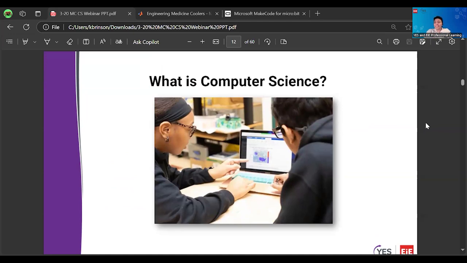So just what is computer science? Very, very simply, it's how we study computers, how they work, and how we can use them to solve problems. And a lot of times we complicate computer science and it gets overwhelming. There's lots of things to cover in your classroom, but it doesn't have to be that way.